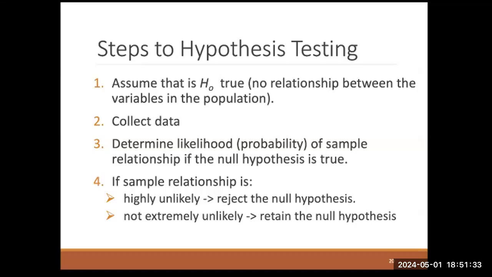If the sample relationship is highly unlikely, right, very low probability of it happening just by chance, then we reject the null hypothesis. If it is not extremely unlikely, in other words, there is a greater than 5% chance that it could happen just randomly, then we will retain the null hypothesis.